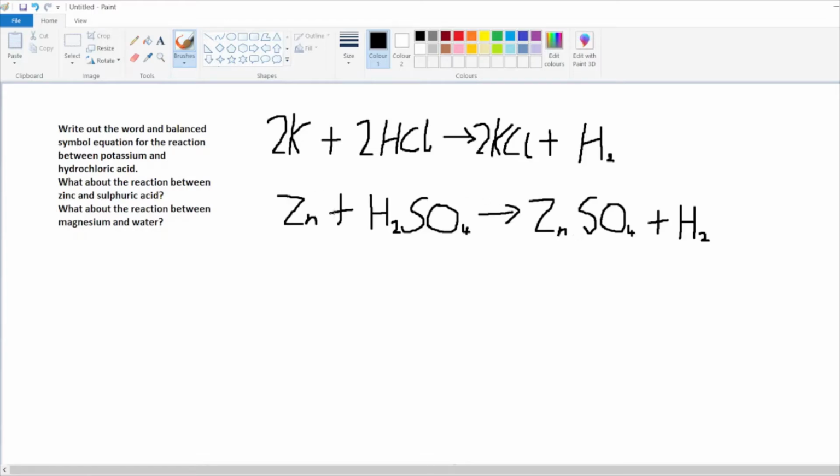So zinc plus sulfuric acid, H2SO4, gives us zinc sulfate, again plus hydrogen, 1 to 1 to 1 to 1 mole ratio, because everything's perfect, which is quite useful. Oh, and it's worth noting state symbols. You might be asked to put state symbols on any one of these reactions.